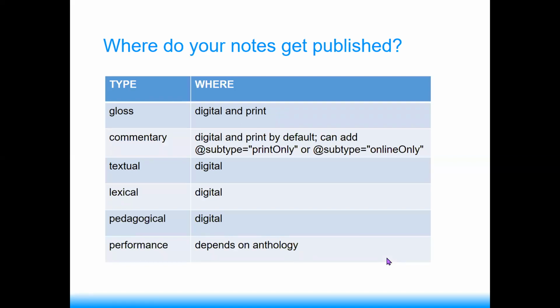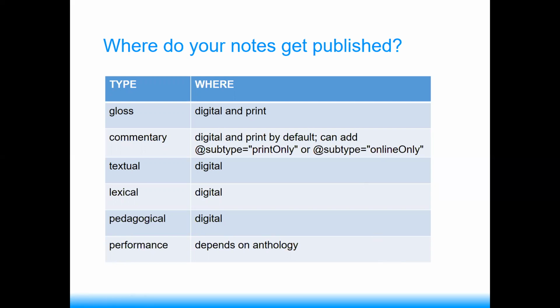Obviously, things like my very long lexical note on the word orfevrerie are not going to go into the print edition. So we made some strategic decisions about what would go in the print edition and what would go in the digital edition. Glosses go in both the digital and print edition by default. Commentary notes also go in both by default, but you can add a subtype attribute to indicate if something should be print only or online only.